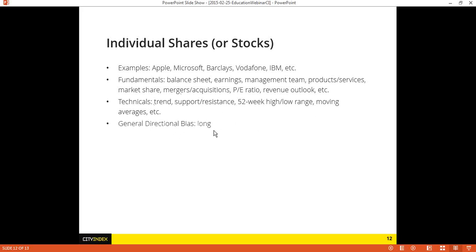General directional bias on shares: long. Okay, so again, this doesn't mean that shares and stocks don't go down. It simply means that people generally buy into stocks. Okay, they want to own the stock. It's something that you own. Whereas with, for example, the currencies, if you're a speculator in currencies, you're not really looking to own it. You're looking to capitalize on the short-term price movement.